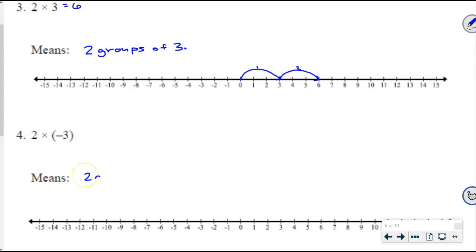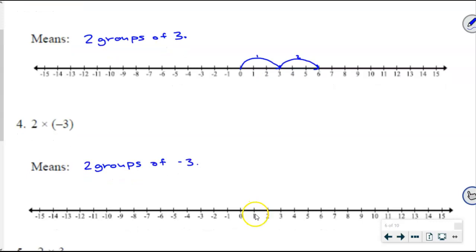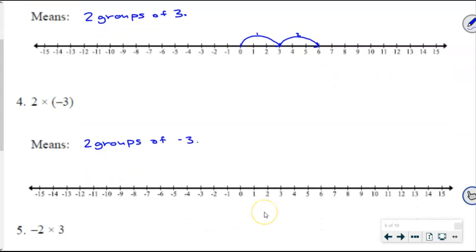So how is it similar to and different from the last one? If it's 2 groups of -3. Go ahead. So the last one also is 2 groups, right? Yeah. How's it different though? How am I going to model that on the number line?